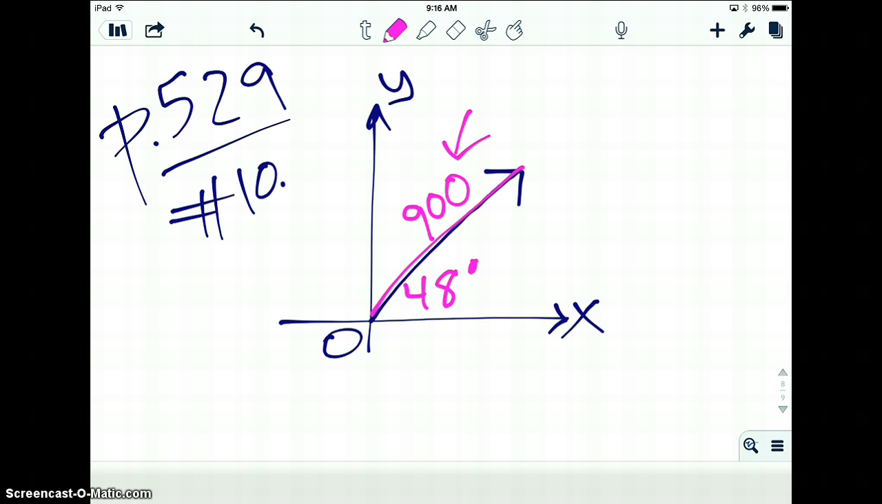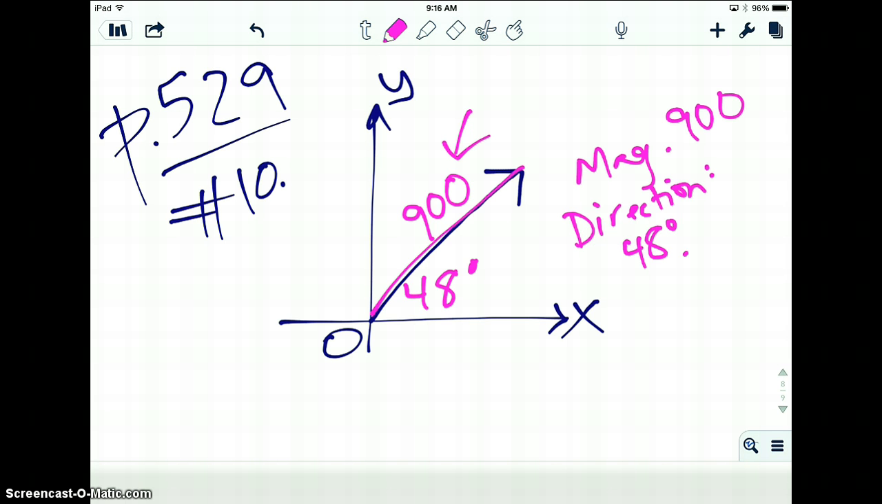And if I were to be more specific, and it didn't ask for this, but I'm going to go ahead and do it. The magnitude of this vector is 900. The direction of this vector is 48 degrees, and then I have to give some sort of direction. So it's going upwards, okay, from this direction, and this direction is east. So I'm going to say it's going north. So this arrow is going north of east.